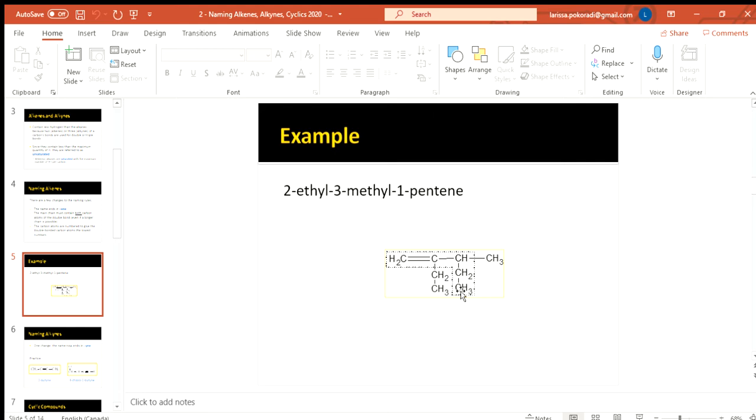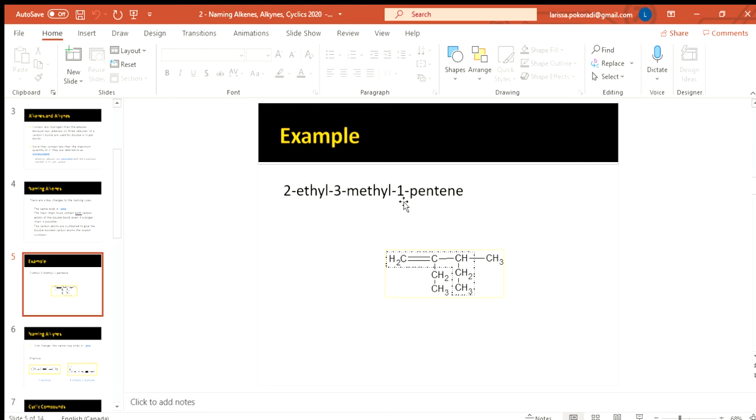So we can number that main chain now, even without looking at this stuff, because we know we want to make these carbons as low as possible. So we know this would be carbon 1, 2, 3, 4, 5, instead of backwards, because we want to make this double bond take precedence in the numbering. So that's where that 1 comes from.